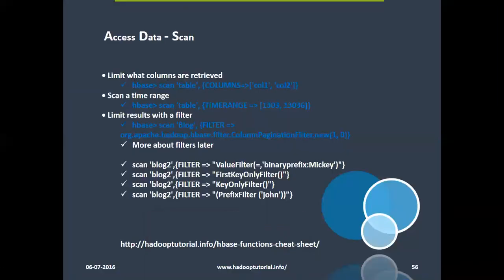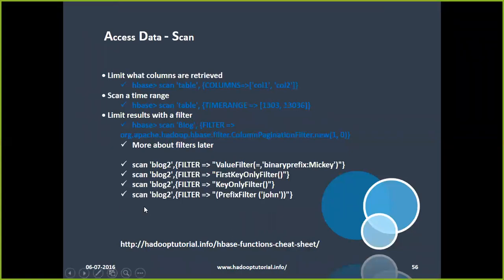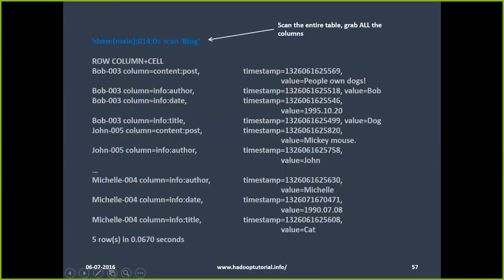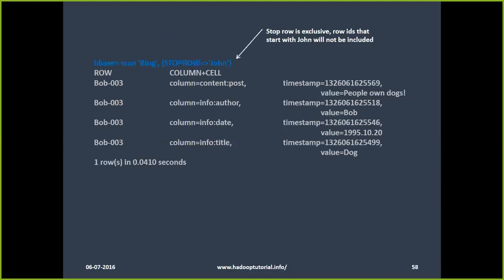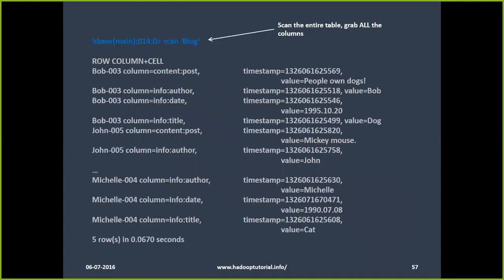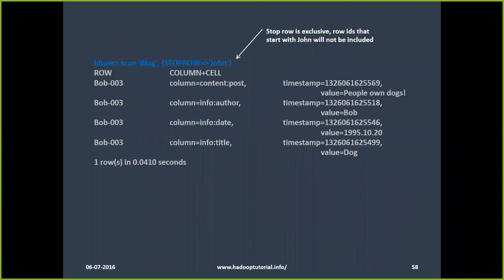Okay, and any advanced filters, if you want to refer and check, you can check this article, HBase functions cheat sheet. You can refer to this sometime later. And without specifying the start row also, you can give the stop row. Then starting from the beginning, it scans through until it reaches this row ID.